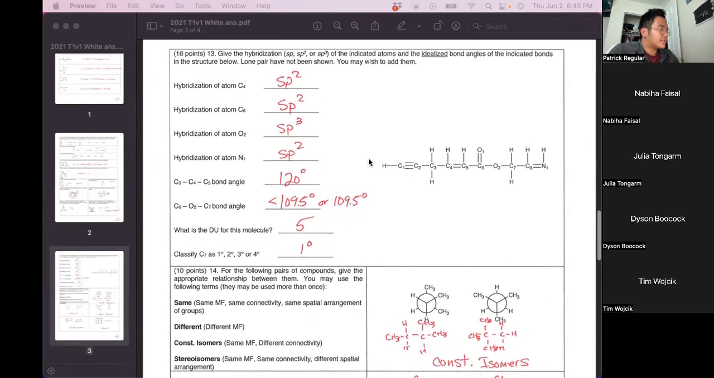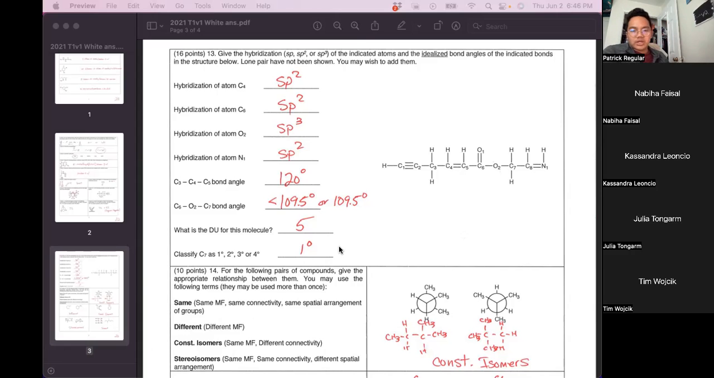Moving on, hybridization of C4, that is sp2, 3 bonds. C6 is also sp2 because there are 3 electron groups. For O2, that's tetrahedral because don't forget those lone pairs there. It's sp3. N1, there's a lone pair here, so it is sp2 and not sp. C4 is sp2, and just knowing how bond angles derive from hybridization, sp2 is always 120. Same thing with O2. O2 is tetrahedral, so it'll always be 109.5.